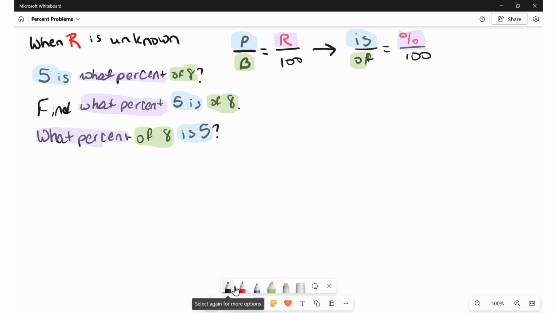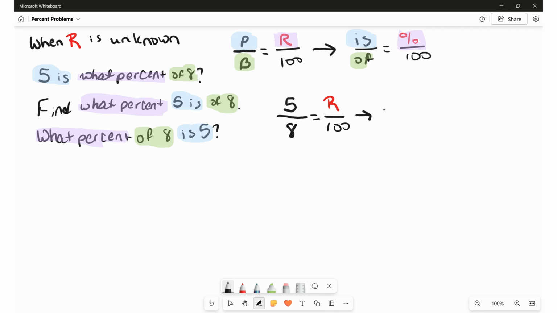Okay? So these are going to get set up exactly as they are written. So we have 5, because that's the is, over 8, because that's the of, is equal to the rate over 100.